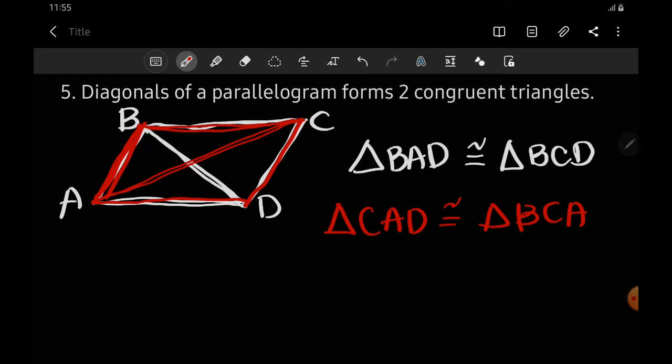I hope you learned something today about the properties of a parallelogram. Thank you.